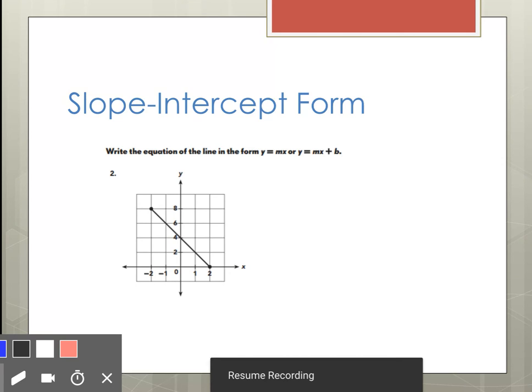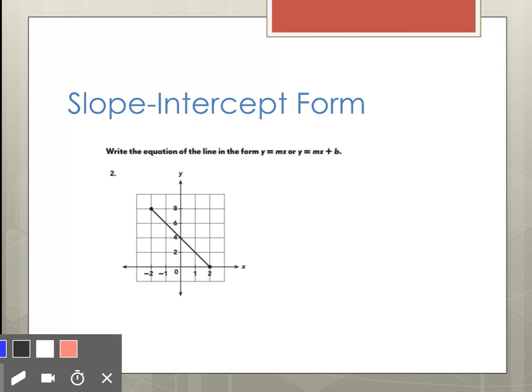All right, so number 2, I would like you to try on your own. Again, first calculate your slope, which is m, and then use the line to find your y-intercept. Pause the video now, come back when you're finished and check your work.